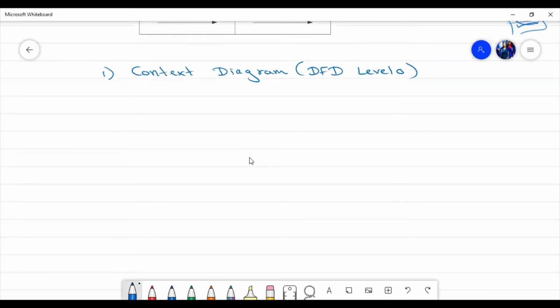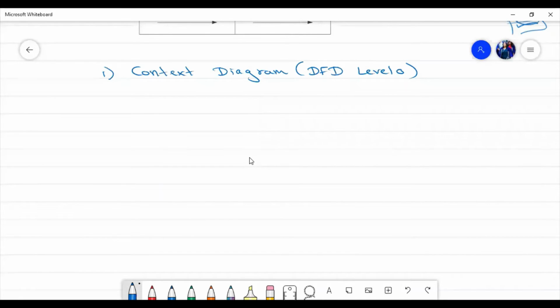Right? So that means the context level diagram would give you a bird's eye view, some kind of an outsider view. A third party is watching the interaction between the user and the system. Clear? So internal processes and internal data stores, we can't see from this context diagram.